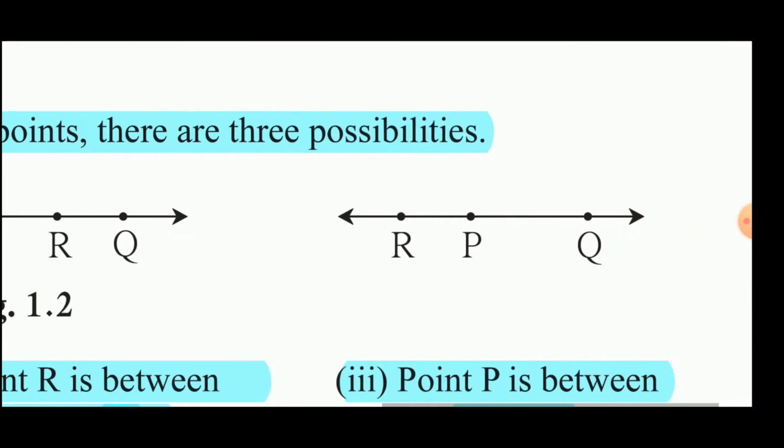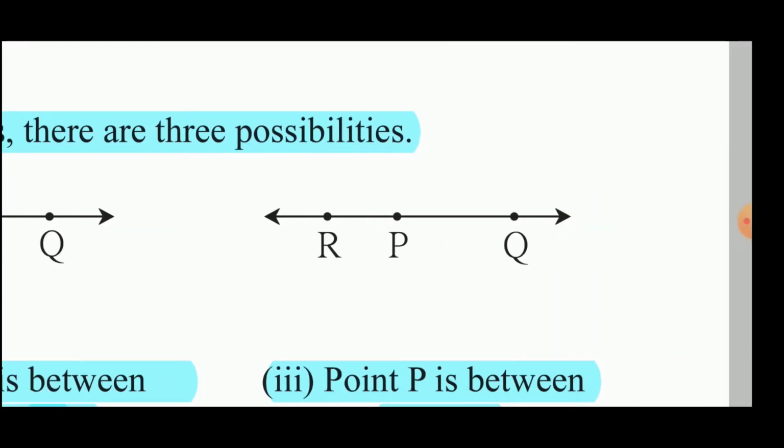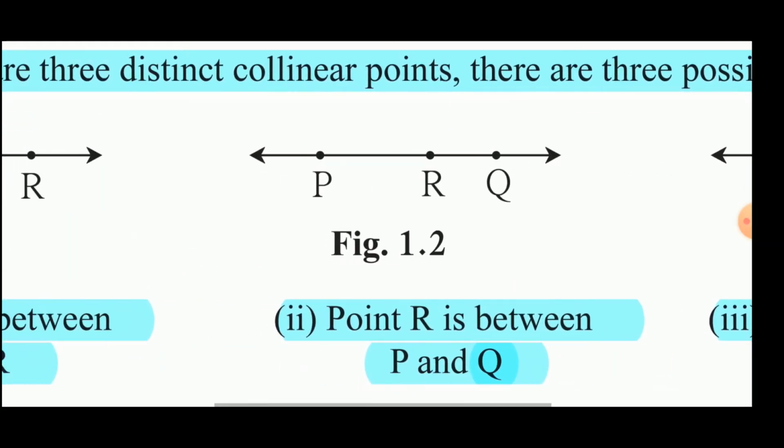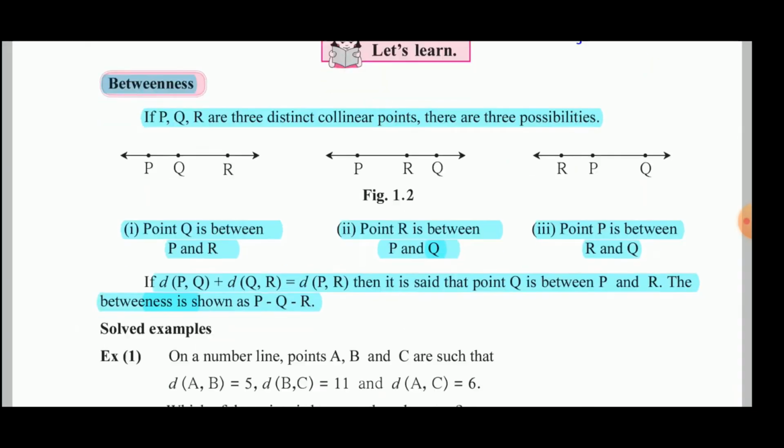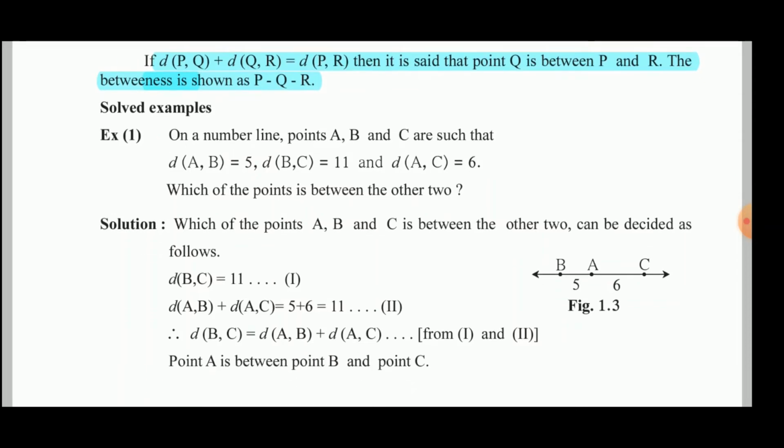And here in the third figure, if distance PR plus distance PQ is equal to distance QR, then P lies between Q and R. Now let us see this solved example here.